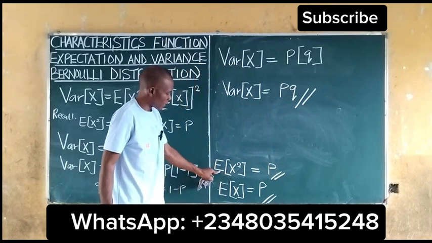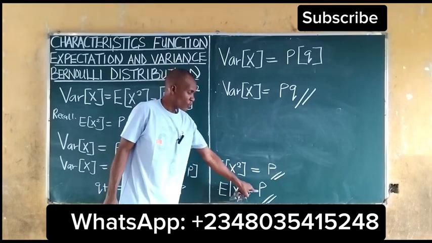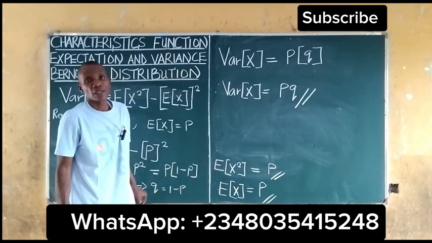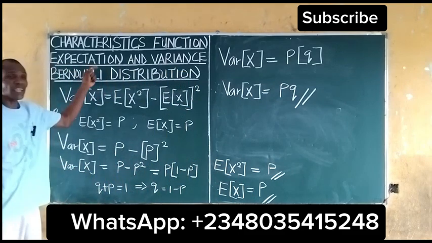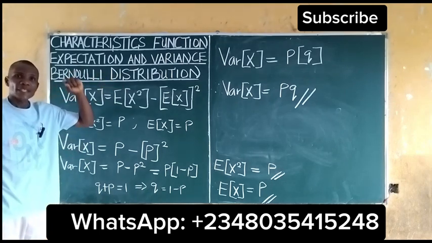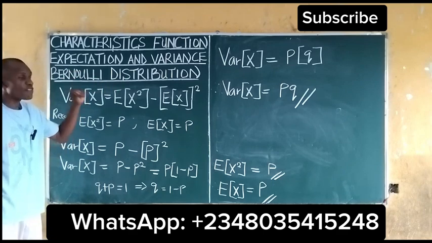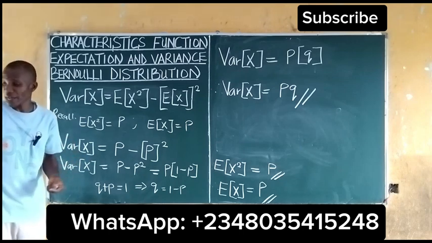We also have our expected value of x squared to be p and the expected value of x to also be p. So this is how to compute or how to derive the characteristics function for the Bernoulli distribution, the expected value and the variance for the Bernoulli distribution. This is how we can compute it.